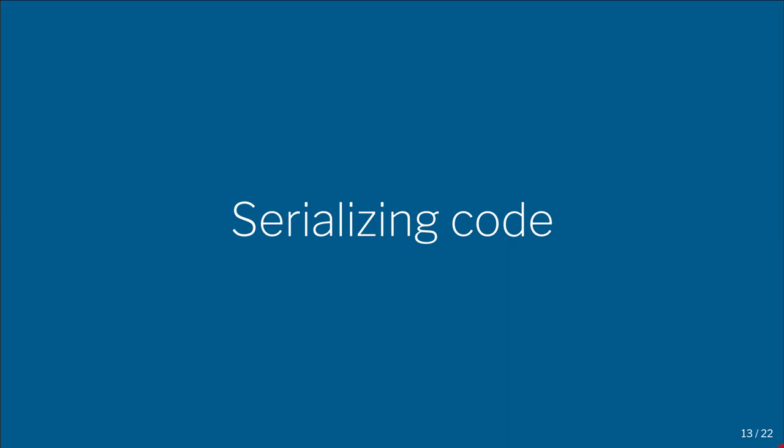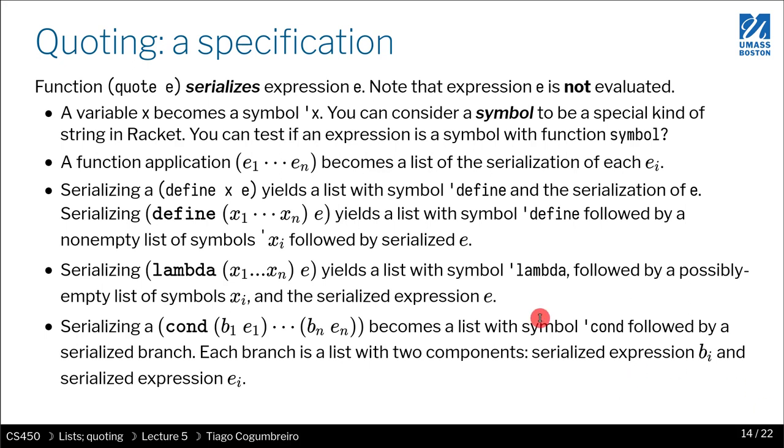In this video, we're going to cover serializing code. Serializing code is the idea in Racket where you can write a valid piece of Racket code surrounded in a special keyword, and that will convert that code into a data structure. These will be nested lists.